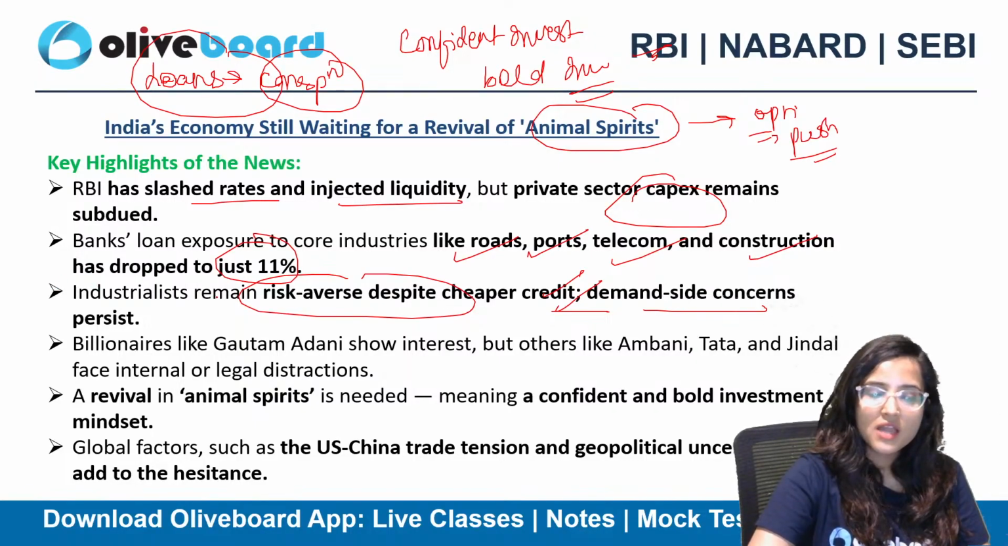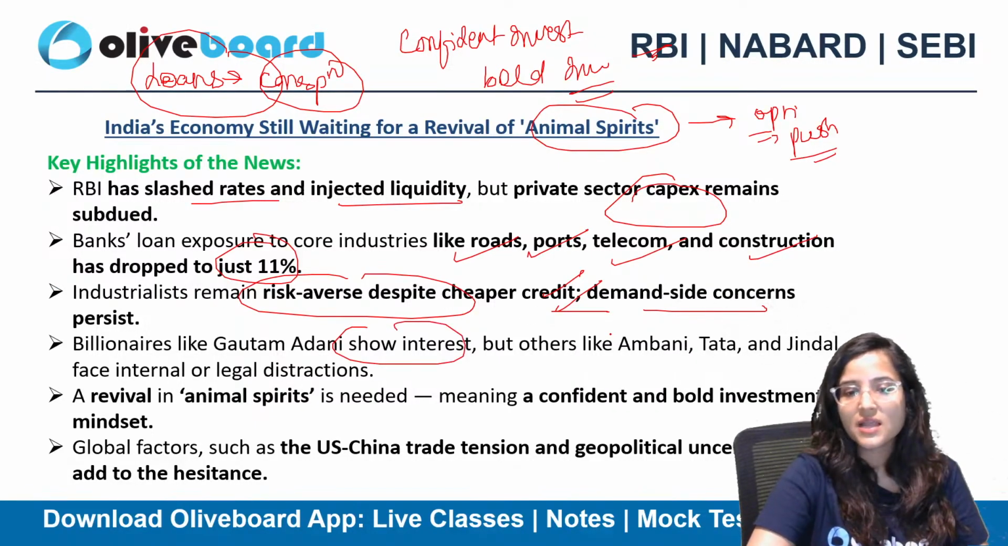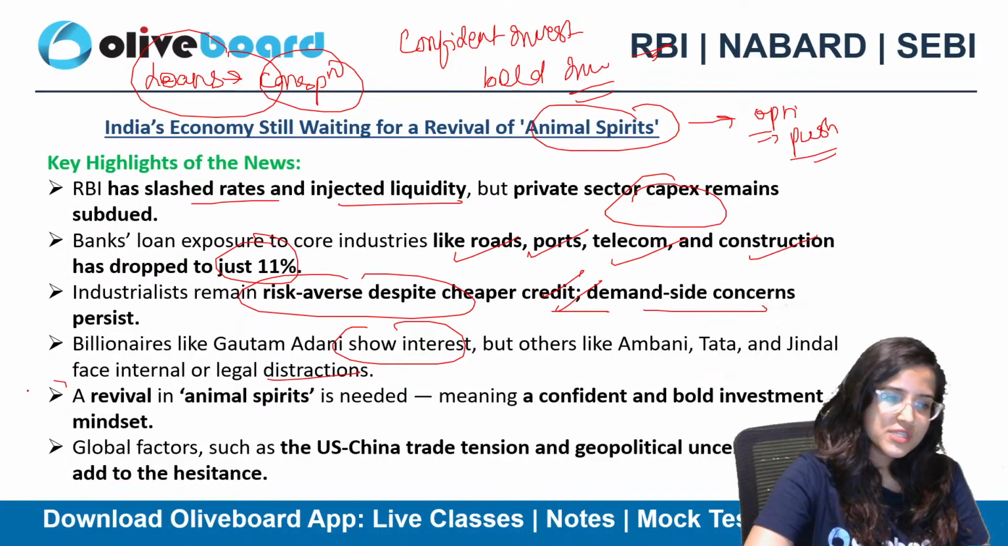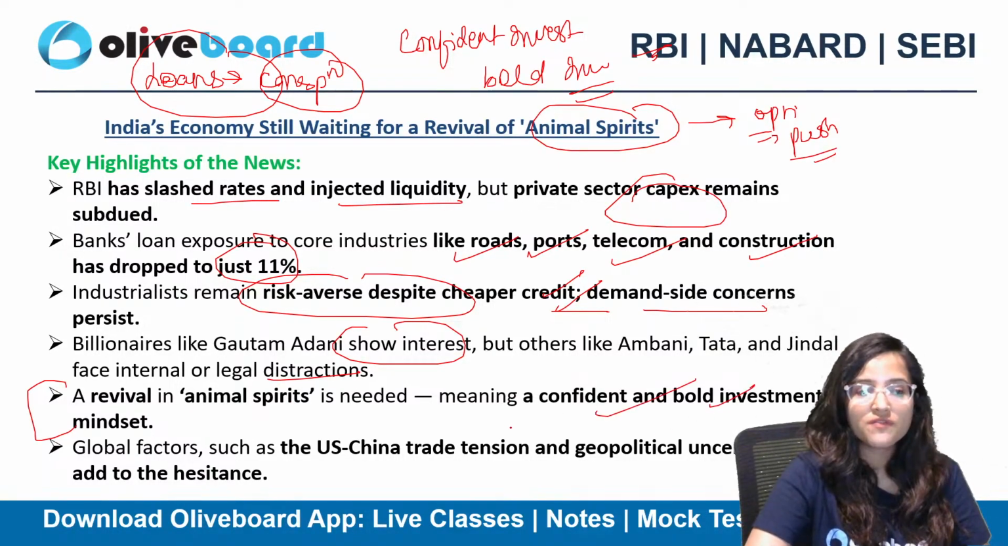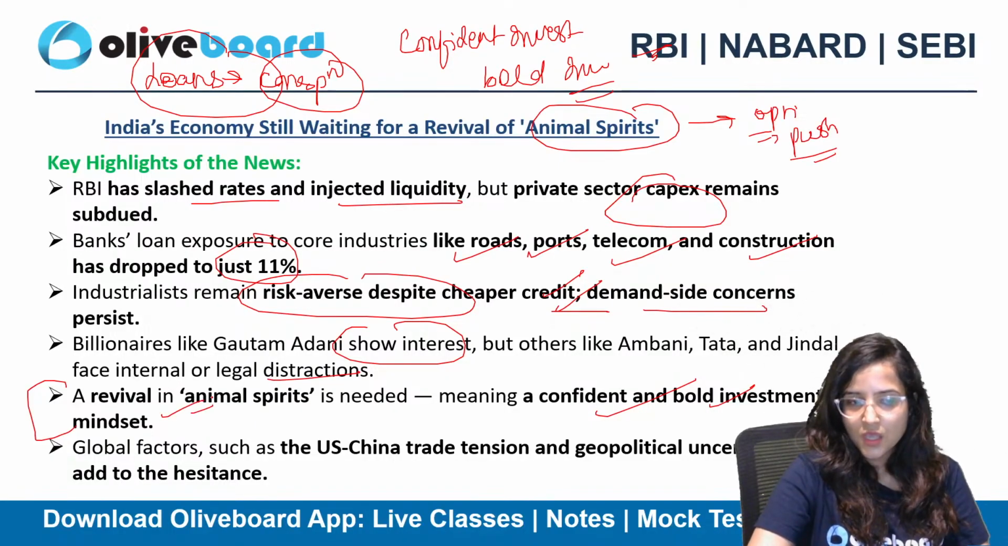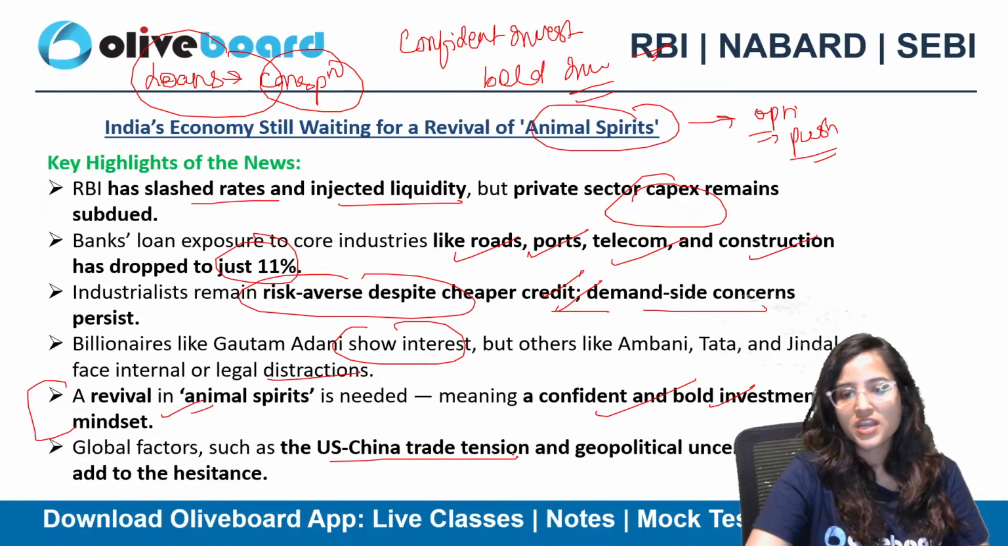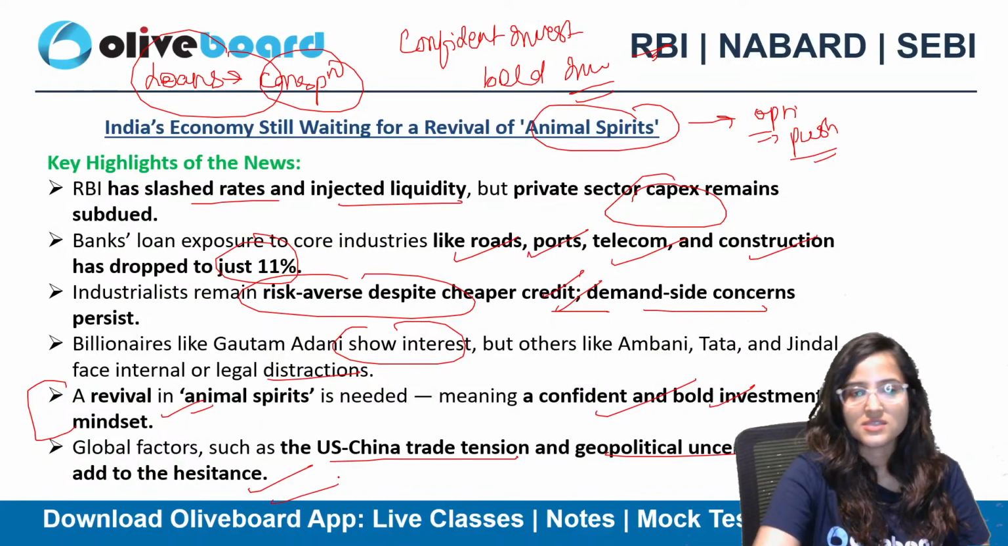Billionaires like Gautam Adani are showing interest, but others like Ambani, Tata, Jindal are still facing internal or legal distractions. Therefore, there should be a revival of animal spirits, which means there should be a confident and bold investment mindset. Global factors like US-China trade tension and geopolitical uncertainty have also added to this hesitance.